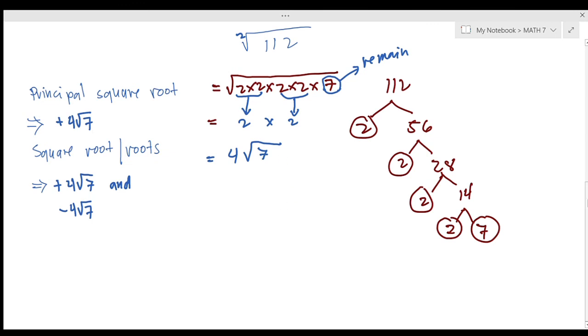So, meaning to say, perfect squares are rational numbers and non-perfect squares are irrational numbers.